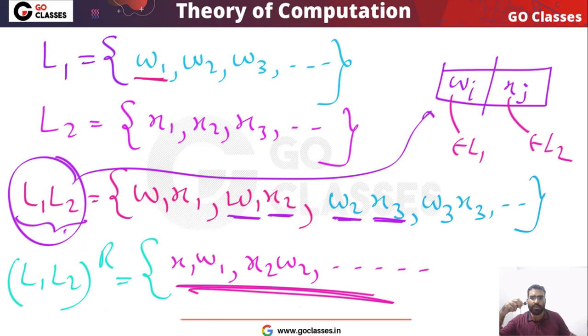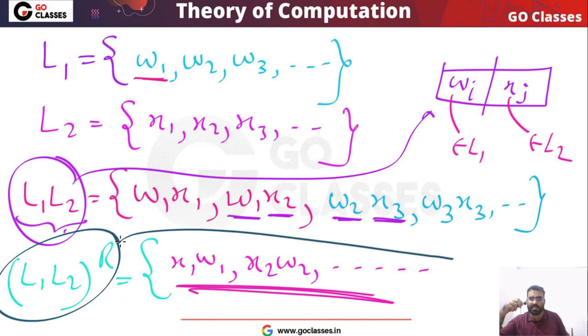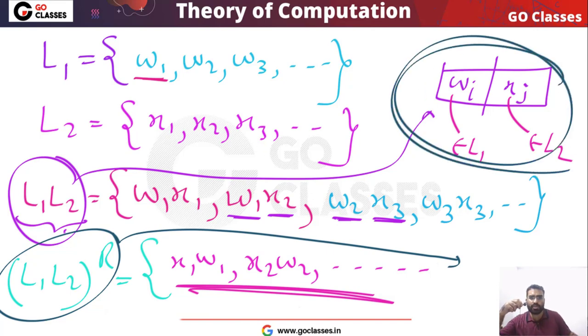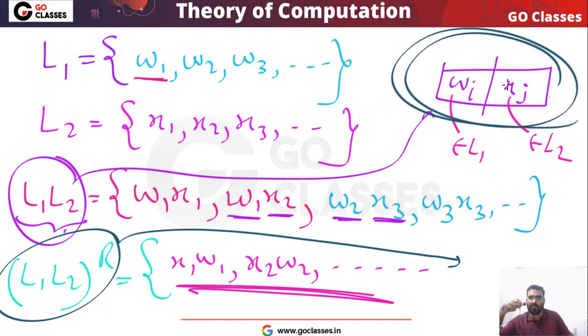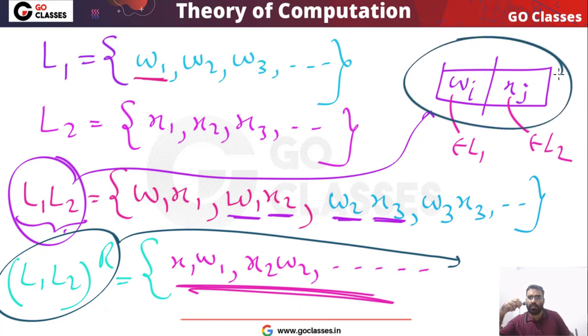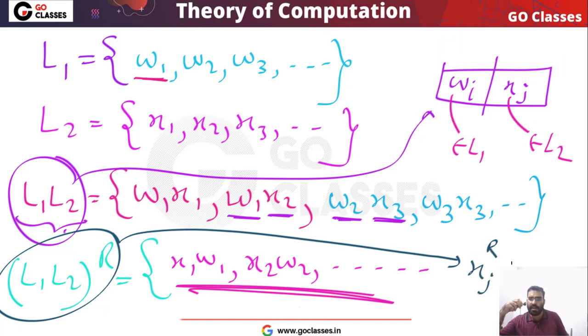So in this L1 L2 whole reverse, what will you have? In this reverse you will have this type of strings. Because this type of strings you have in L1 L2, what will be the reverse of this? The reverse of this will be xj reverse, wi reverse. This type of strings you will have in L1 L2 whole reverse.